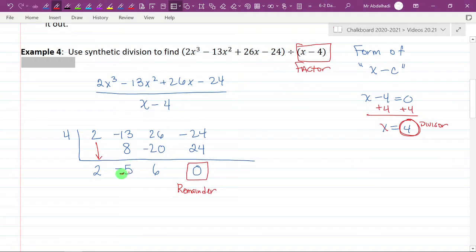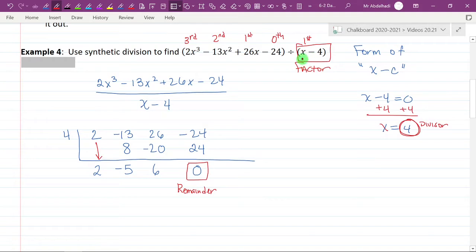Okay? And now, what do you do with these numbers down here that you got as your answer? Well, here's the thing. Your original polynomial was a third power polynomial. It had a power of 3. So there's a third power term. This is a second power term. This is a first power term. And this is the 0th power term, right? No x at all.